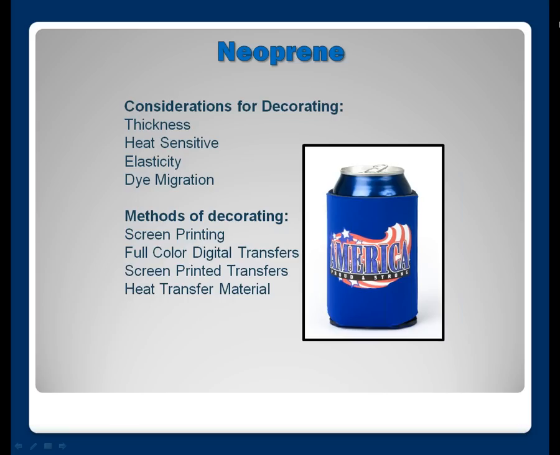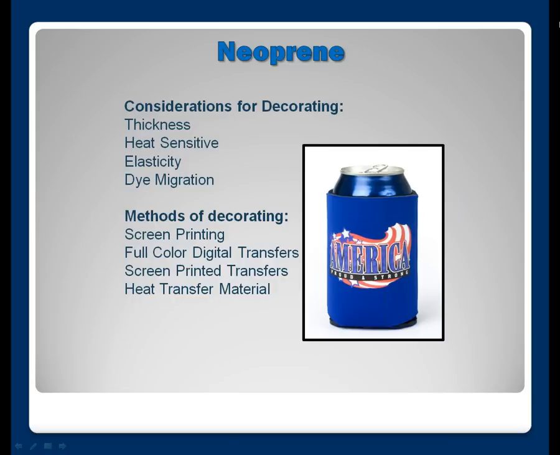So what are some of the considerations for decorating? Well, for one thing, it is a thicker fabric and it's heat sensitive. With this thickness and the type of fabric that it is, you're probably not going to see too much embroidery on something like this. It's also heat sensitive, so you're going to look at the method of decorating that you want to use. You want to make sure that you're not putting too much heat on it, or sometimes the color of the neoprene may actually take the heat of the heat press and it may leave a square around it. When you're heat pressing an item like this, that's something that could happen.